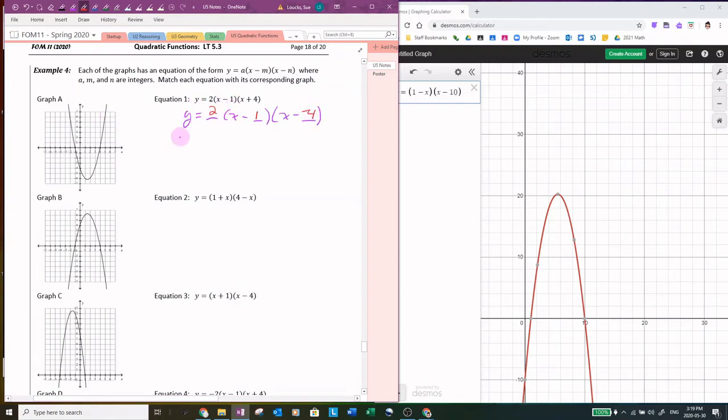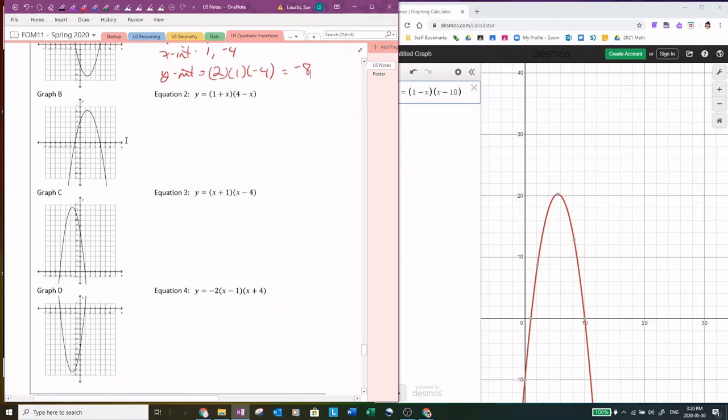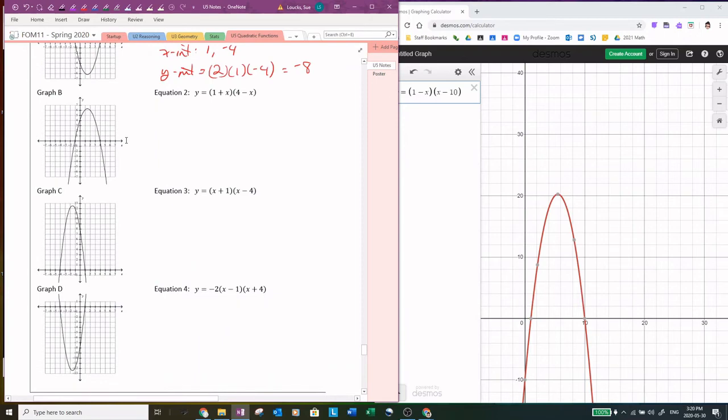All right, so we know that it opens up because the a is greater than 0. And the x-intercepts are 1 and negative 4, and the y-intercept is 2 times 1 times negative 4, which is negative 8. Okay, so let's see if we can find a graph with x-intercepts of 1 and negative 4, and there are 2. So graphs C and D both have x-intercepts of 1 and negative 4.